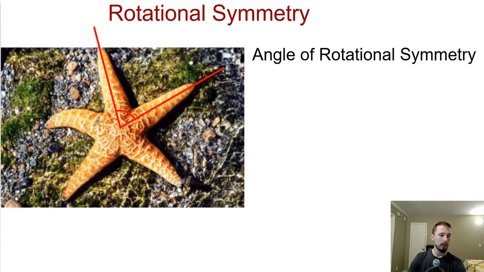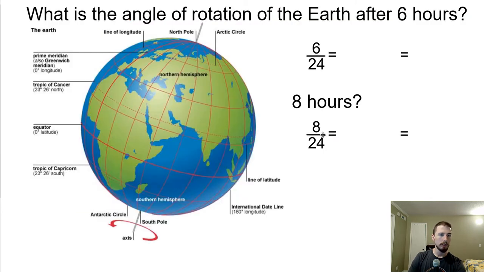120 degrees would be our angle of rotational symmetry because we're dividing it by 3. All right, here we have a starfish, besides the fact that it's deformed, which is okay, or that it's just curved around a rock there. It's got 5, so we divide by 5. It's going to be 72 degrees again.